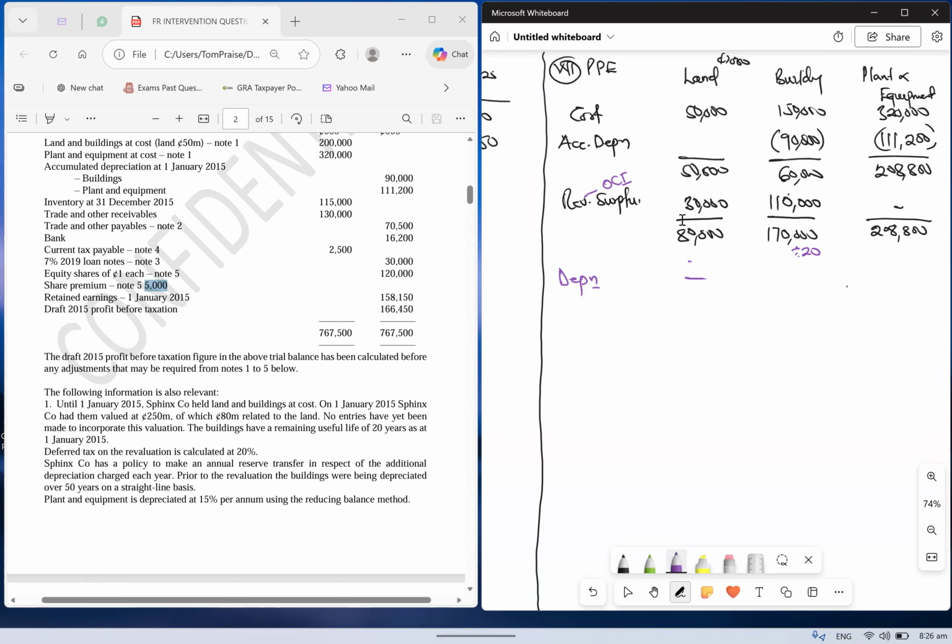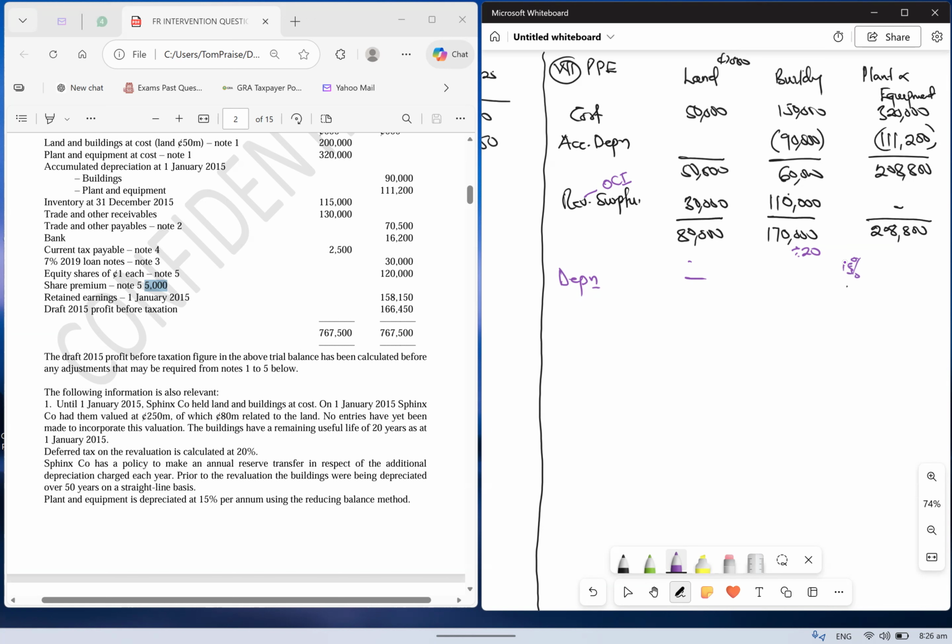Then it says that Sphinx has a policy of transferring. Prior to the revaluation, buildings were depreciated over 50 years. Now, that thing means something. It means a lot. This prior to revaluation and the fact that it tells you they make transfers. So I will show you what you do if they make transfers. But then this one too is depreciated 15%. So let's get our depreciation. What will be the depreciations?